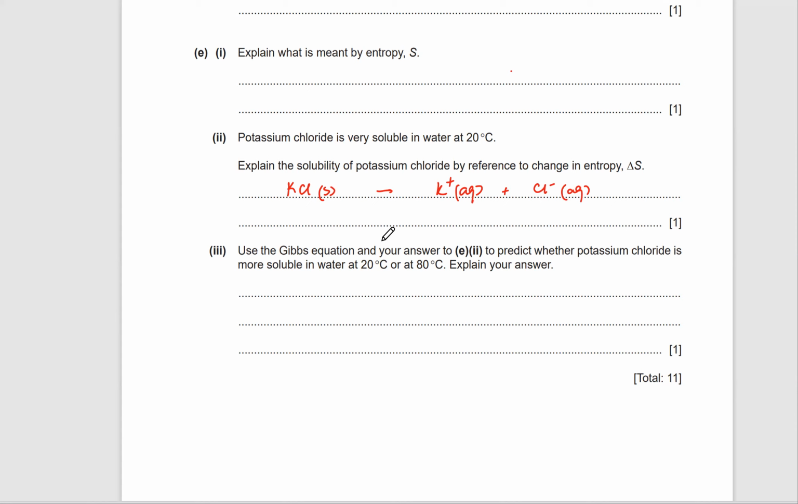And use Gibbs equation in your answer to predict whether potassium chloride is more soluble in water at 20 or at 80. Explain your answer.